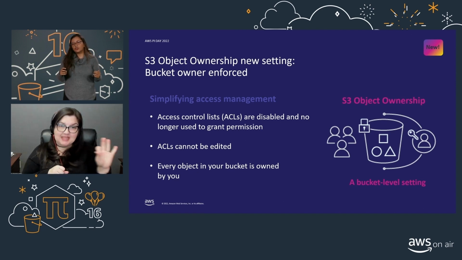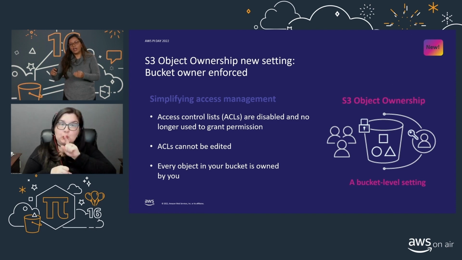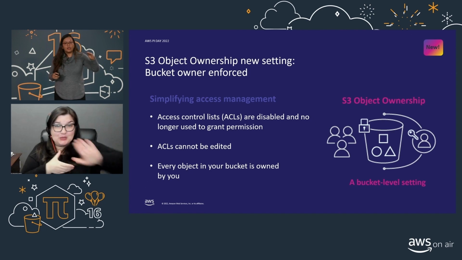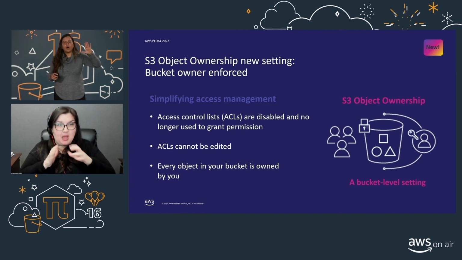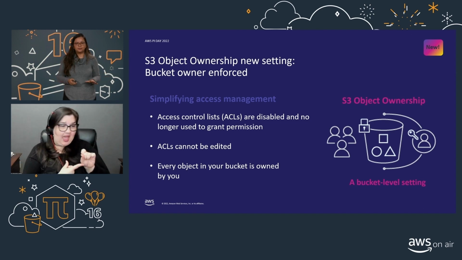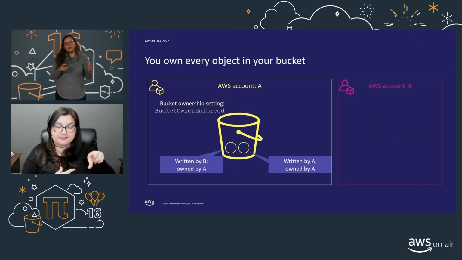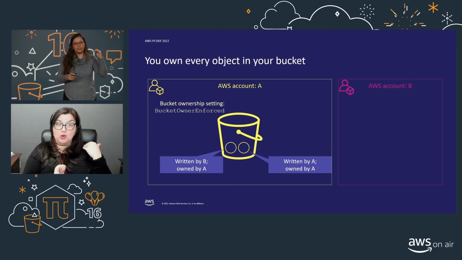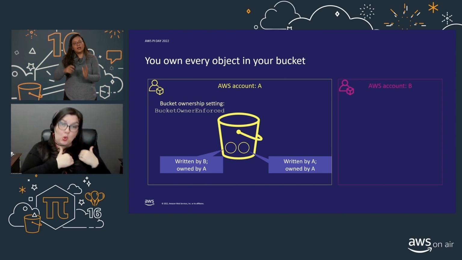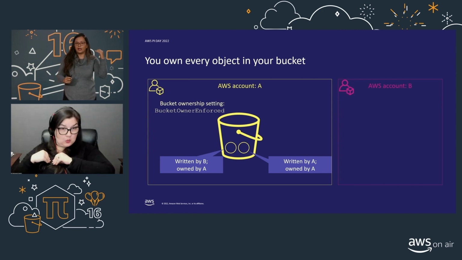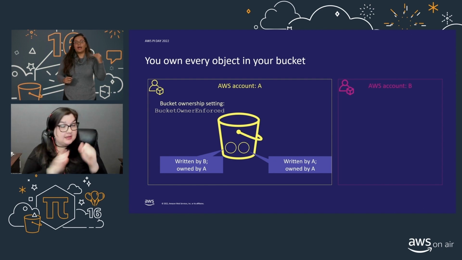Second, it ensures that the bucket owner will own every object in your bucket. And it means that bucket policies will be the only way of sharing data, and ACLs are completely out of the picture. So in that example that we saw before, now when you enable the bucket ownership setting, you will see that objects that were written by account A continue to be owned by account A, but now the objects that are written by account B will be owned by account A.